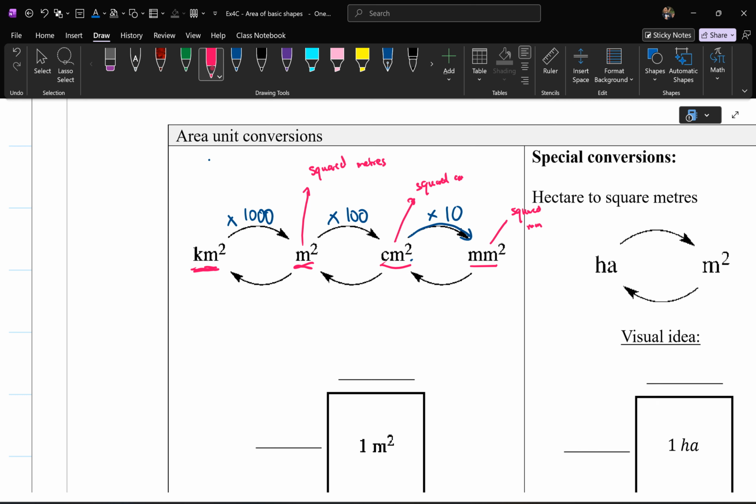You see, because we're dealing with area, it's not 1 dimension, it's 2 dimensions. Because it's 2 dimensions, it's not times by 1,000, it's times by 1,000 squared. Same thing with 100, it's 100 squared and 10 squared. Fix that as part of your notes. Going backwards, it's divide by 10 squared, divide by 100 squared, and then divide by 1,000 squared.